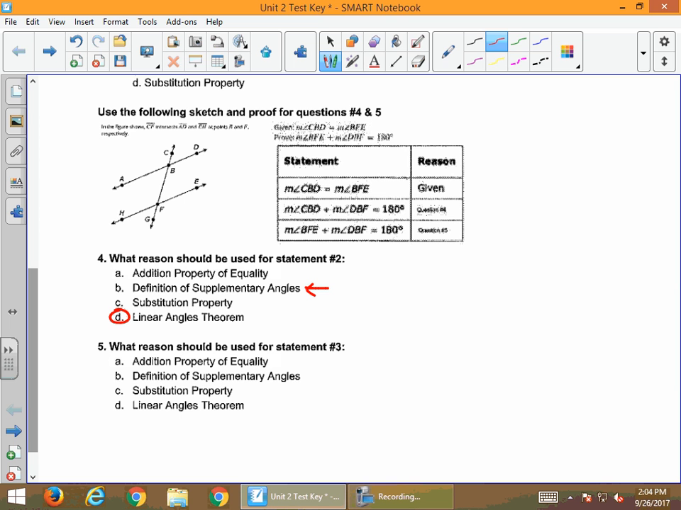And then the last one, what reason should be used for statement 3? Well, as I look at this, CBD and BFE are equal. So out of line 2, I'm going to take out the CBD and replace it with the BFE right there. Everything else stays the same. That is a clear-cut choice: substitution. That one is pretty cut and dry. That is substitution. So those are your first 5 points of multiple choice.